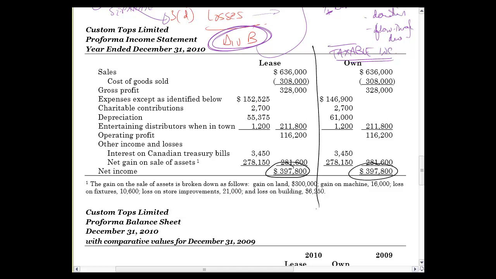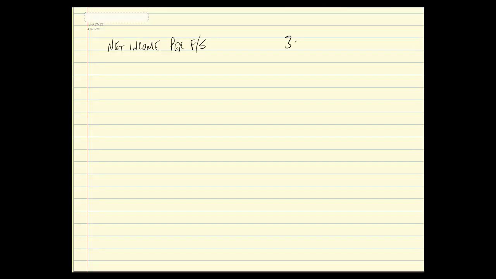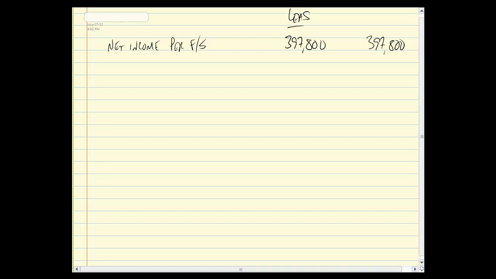And so here we're told you have to do everything twice. One is under the lease option, and one is under the buy option. Okay, so we think that seems extreme, but it's really not that bad. So I'll write $397,800 twice. So this will be our lease, and this will be our buy.